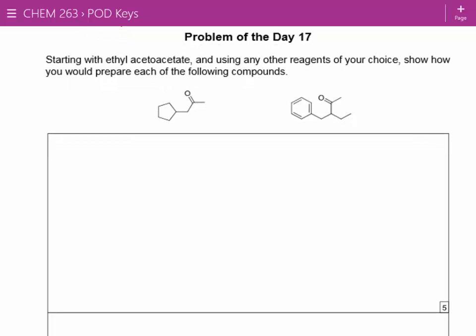The key with these reactions is identifying your alpha position. So in this case, we've got an alpha position here, and we've got an alpha position here. We can identify our substituents that are added on: in the first example we've added on this substituent to the alpha position, and in the second example we've added on this substituent. So let's really quickly try to piece this together. In each case, we're starting out with ethyl acetoacetate.